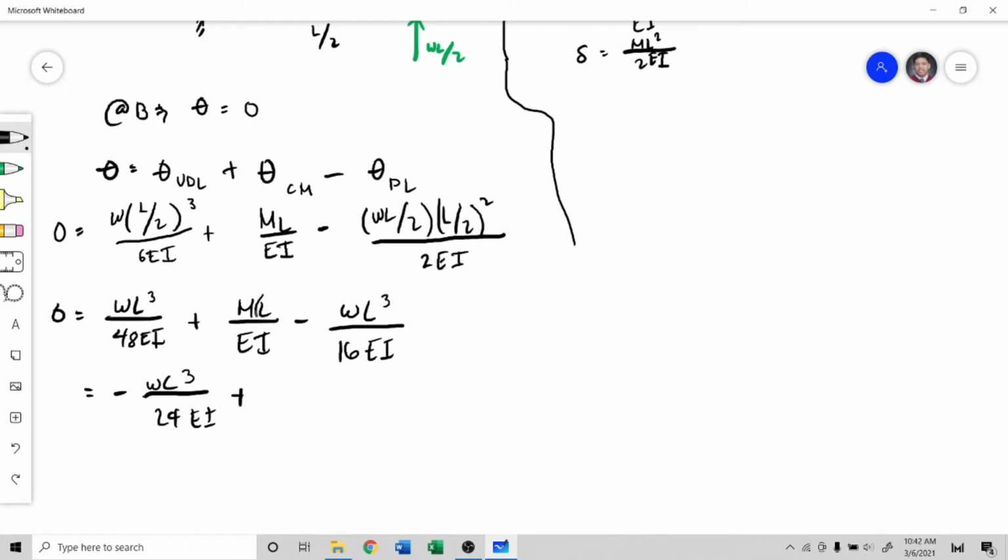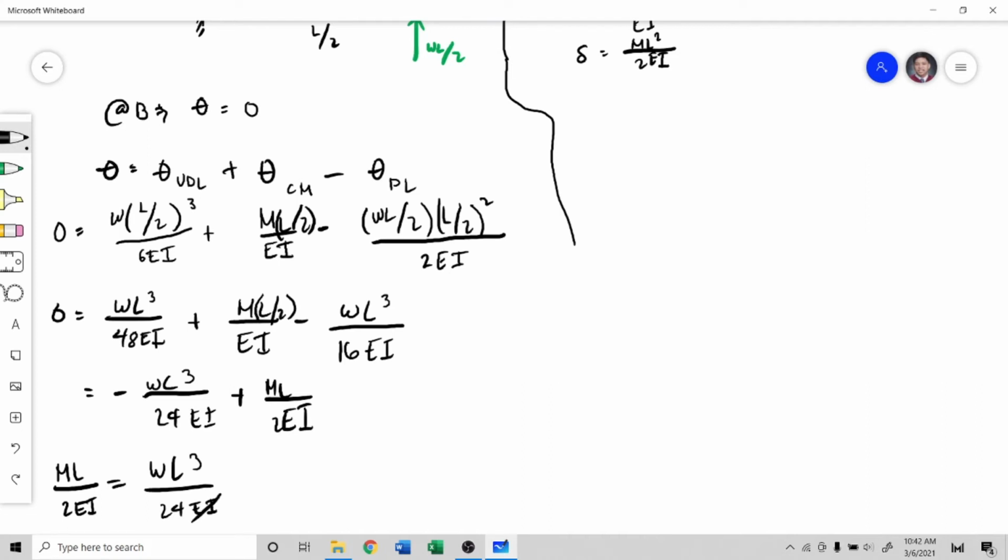plus, no, this is L over 2, no? This should be L over 2 pala. Yung kakabit ni M. So that's ML over 2 EI. Now, i-transpose natin si omega L cube over 24 EI sa kabila, no? I-isolate natin yan. So that's ML over 2 EI equals omega L cube over 24 EI.